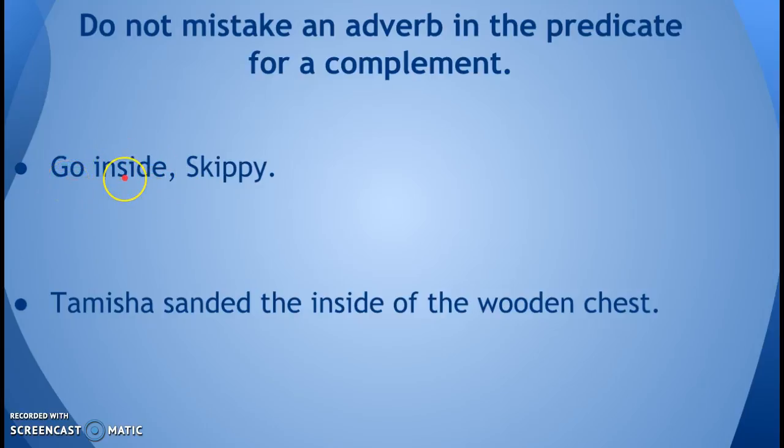So it is not a direct object. Remember that a direct object has to be a noun or a pronoun, and in this case, inside is not a noun or a pronoun. However, in the second sentence, Tamisha sanded the inside of the wooden chest. Tamisha sanded what? The inside, and that is now a thing. That is a noun. This is a direct object. This one is an adverb. This one is a direct object. This one is telling us where to go. This one is telling us what Tamisha sanded.